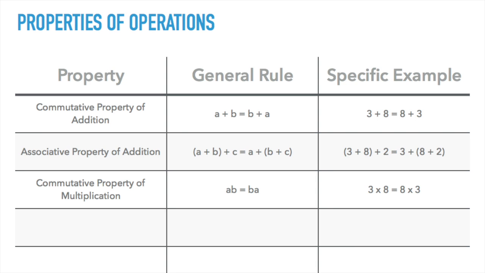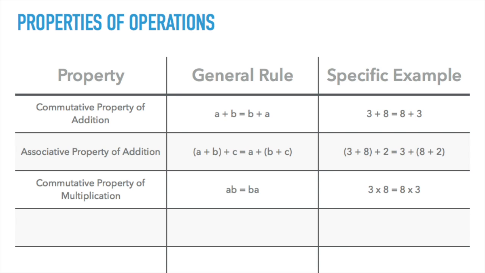Our third property is the commutative property of multiplication. We've already talked about the commutative property of addition. That's where we can add things in either order and it equals the same thing. Same is true for commutative property of multiplication. You can multiply a times b or b times a. It's still going to equal the same thing. For example, 3 times 8 equals 24. 8 times 3 also equals 24.